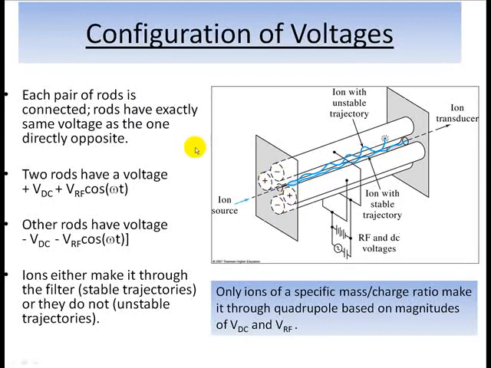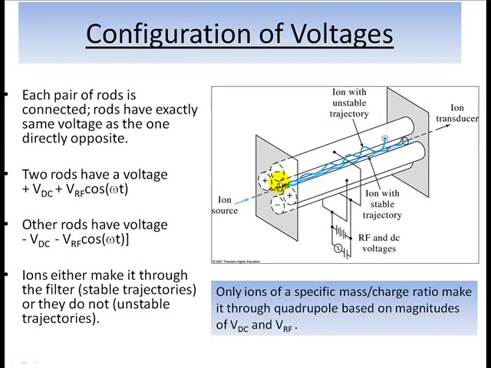Each pair of rods is connected. Any rod has the exact same voltage profile, and the exact same thing is happening to the voltage of the rod directly across from it. Two rods have a voltage where, say, the DC voltage is positive, and added to that is this alternating voltage. For the other rods, it's a negative DC voltage. Also, the alternating voltage is, of course, alternating, but because it has this negative sign, it's 180 degrees out of phase. So the alternating voltage on one pair of rods is 180 degrees out of phase with the alternating voltage on the other rods.